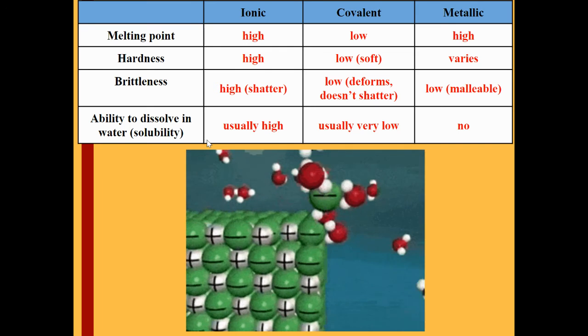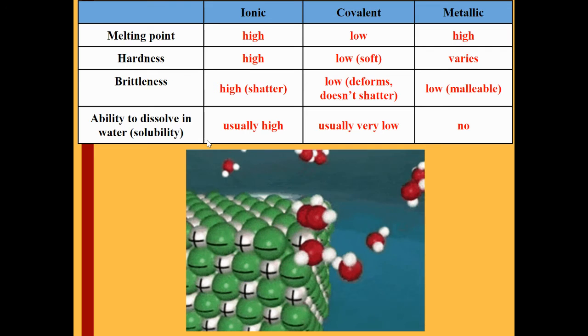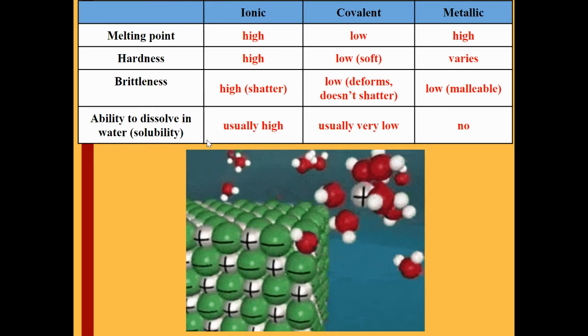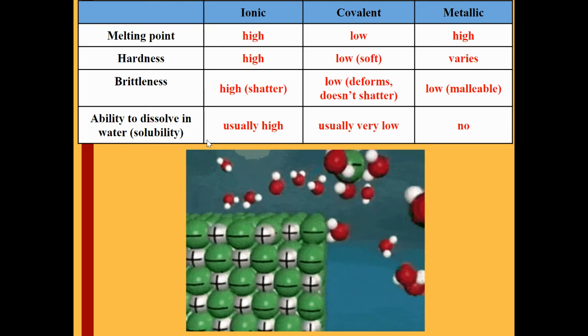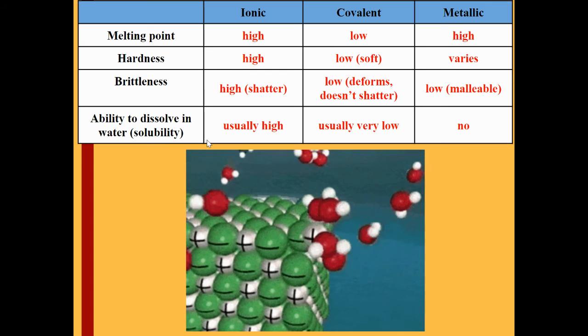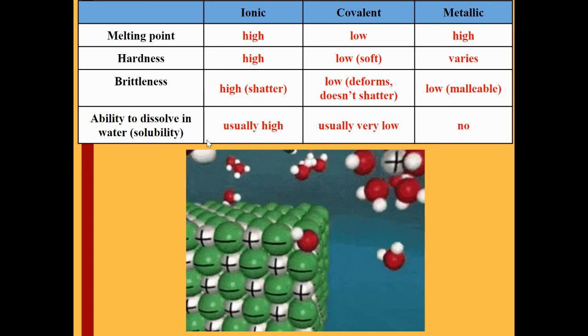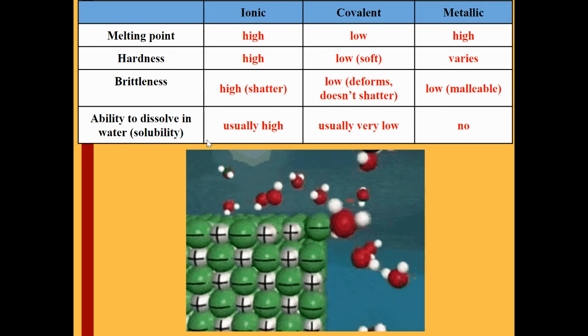Ionic compounds are highly soluble in water, meaning they will easily dissolve in water. If I take salt and put it in water, it will easily dissolve. Covalent compounds, on the other hand, are usually very low in solubility. Things like waxes and oils do not dissolve in water. And metallic compounds also do not dissolve in water.